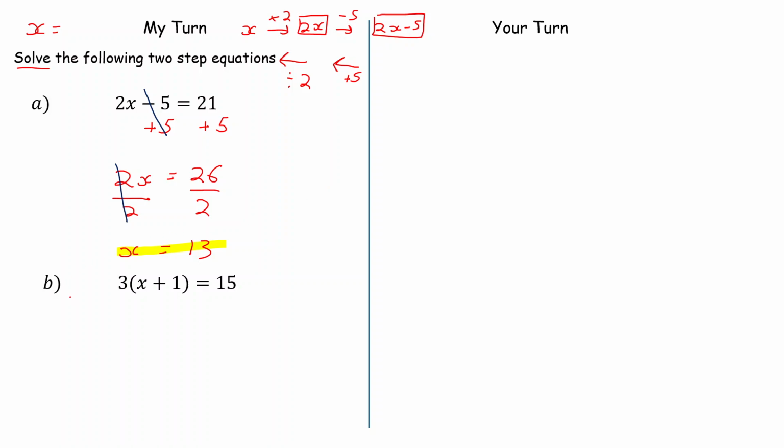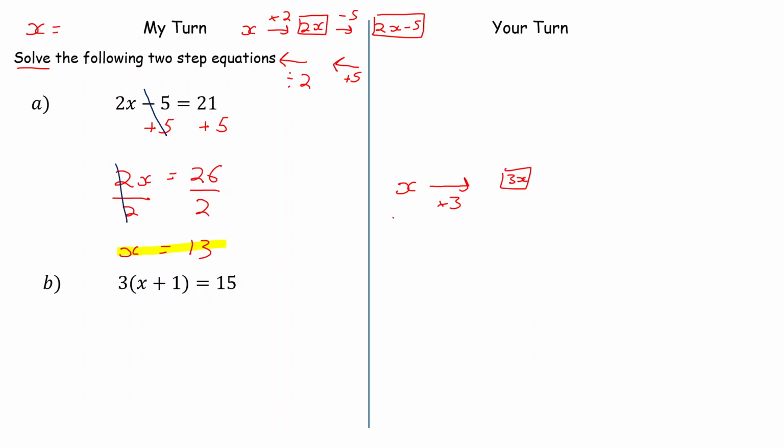Question B. We've got: solve this equation. 3 bracket x plus 1 is equal to 15. Again, you've got to think, how was this equation formed? So we must have begun with x. If you're not sure, let's go through it. If you think, well, we then times x by 3, that would get you to 3x, which is not looking too good, but we keep going anyway.